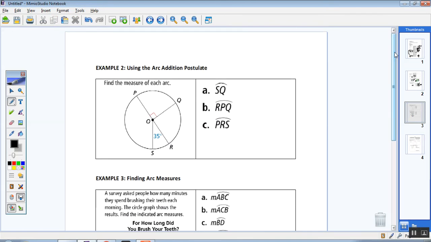I want you guys to see if you can figure out example 2. So try that on your own. See what you come up with. Once you have them, check with a neighbor around you, see if you agree.